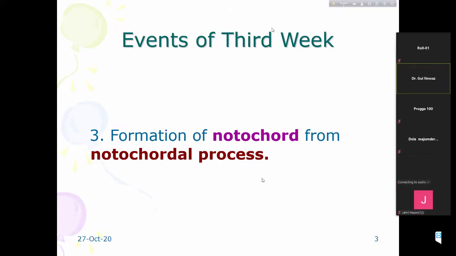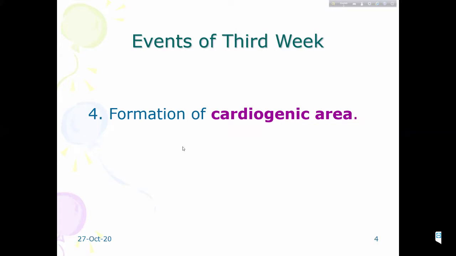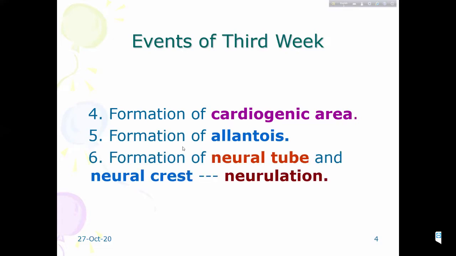Number 4 event of the 3rd week is formation of cardiogenic area. Remember, in the cardiogenic area, our heart will develop. Number 5 event, formation of allantois. Just remember it, because in humans we don't have a significant effect of this allantois. Number 6, formation of neural tube.